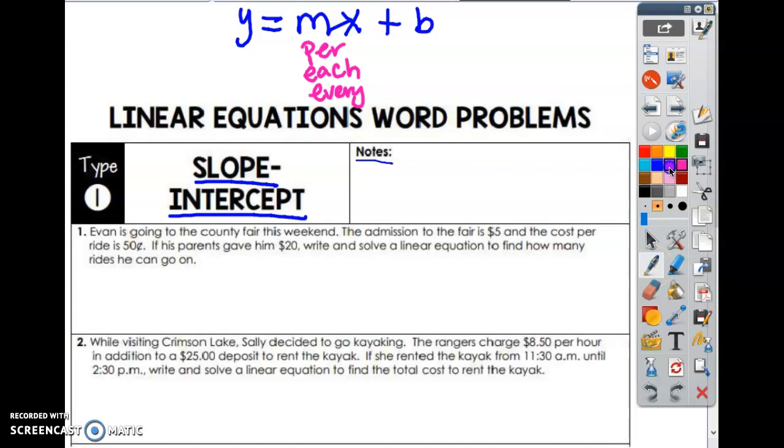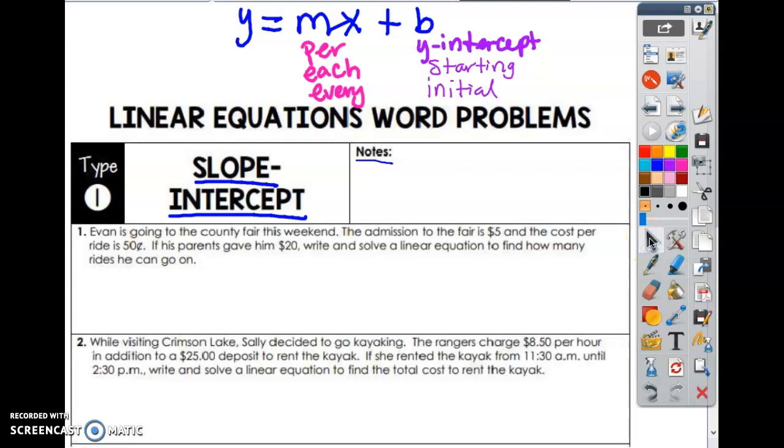And words that will go with the y-intercept, because this is the y-intercept, are things like how much I started with, starting, initial fee, like what I initially started with. Okay, and if I think of more, I'll add them to that list.